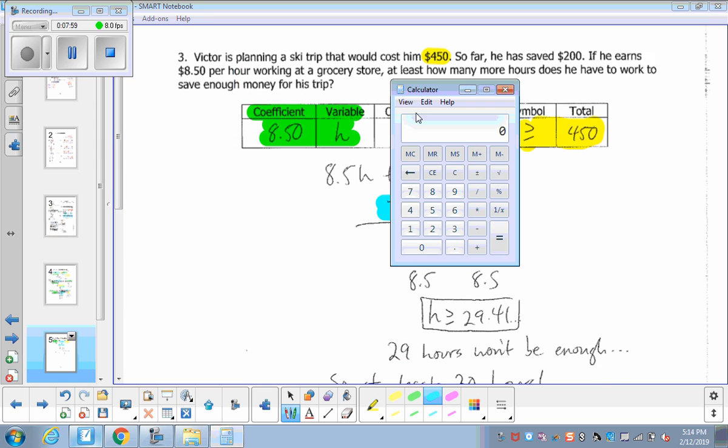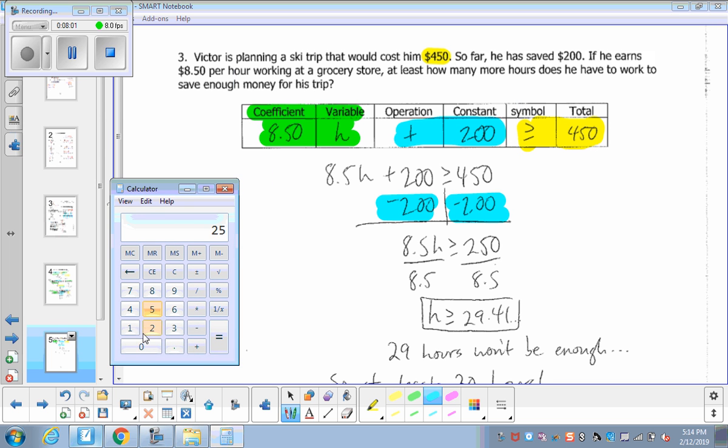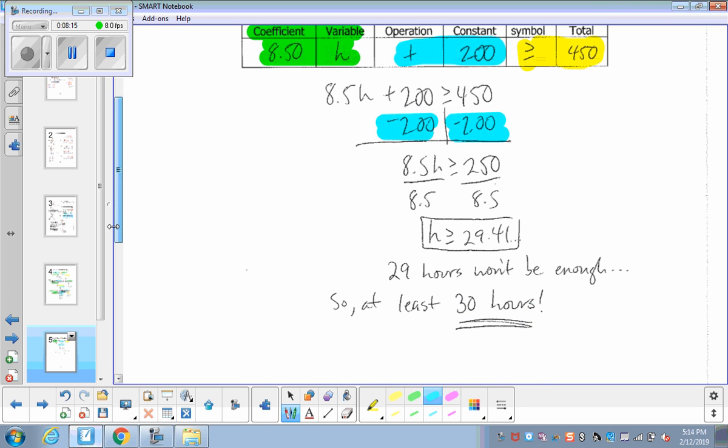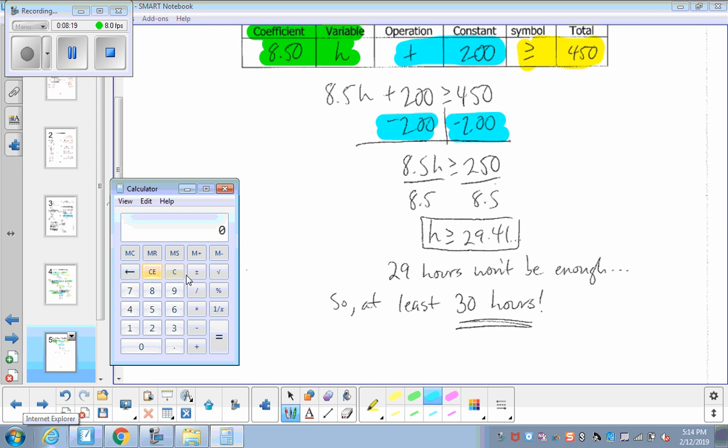Let me make sure you guys see what happens in the calculator when we take that $250 that he still has to earn and divide it by the $8.50 he makes per hour. This is the decimal that we get in the calculator. Now, if we round this down like it would normally round down to 29 hours, 29 hours won't be enough. If he only works for 29 hours, 29 hours times $8.50, he'll only have made $246.50. And he needs to make at least $250, so that won't be enough. So he'll need to work at least 30 hours.